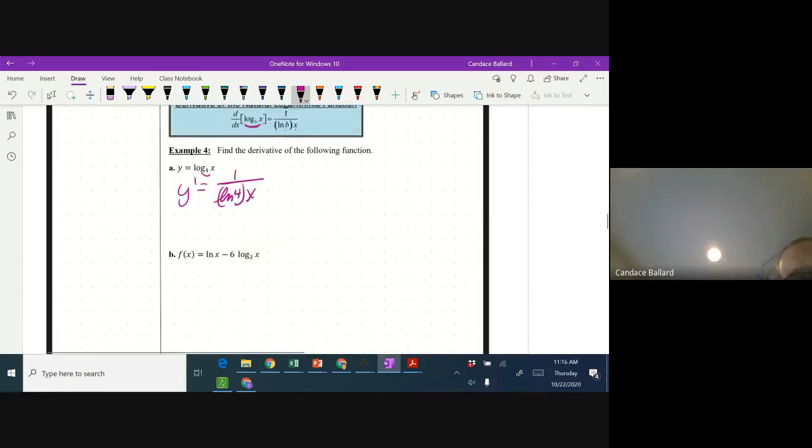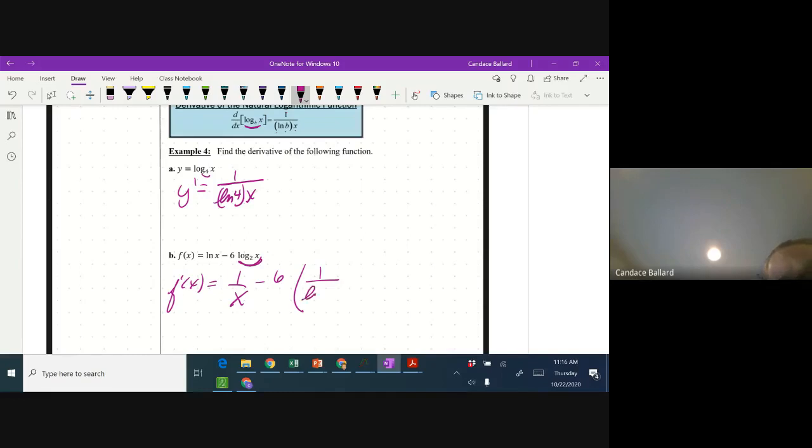All right, let's look at b. We're now combining two different ones together. So f prime of x equals 1 over x minus 6 times 1 over, so for this piece here, it'd be natural log of 2 times x. And again, I could have written it as 6 over the natural log of 2 times x. Please do not try to cancel the 2 and the 6. That is not the way this works.